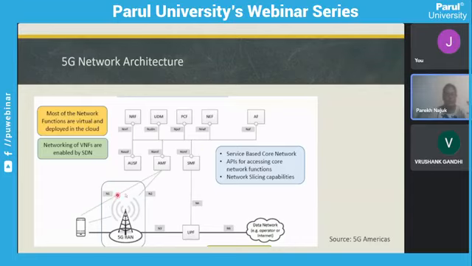N1 and N2 are the paths by which you are carrying your information. This is how you are connecting to the cloud. This is the service-based core network, the core network which is based on services. There are APIs, access points, for accessing core network functions, and network slicing capabilities. We can slice our networks according to our applications.